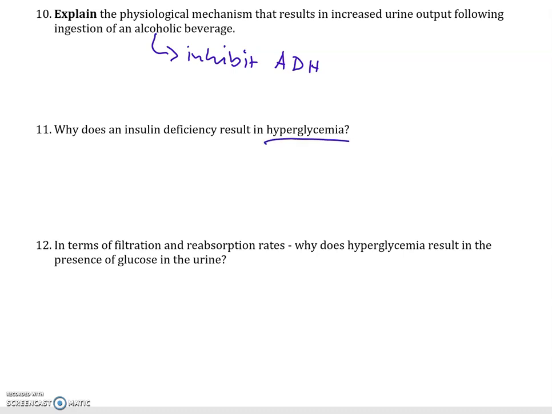In terms of filtration reabsorption rate, why does hyperglycemia result in the presence of glucose in the urine? Well, glucose is a small molecule, and it will always be filtered at the level of the glomerulus. So that means that you filter it all out. Now you need to reabsorb all of it. But if it's so much that your reabsorption mechanisms are maxed out, then some of it will show up as glucose in the urine because you weren't able to reabsorb all of the stuff that was filtered. It was just way too much in the blood already.